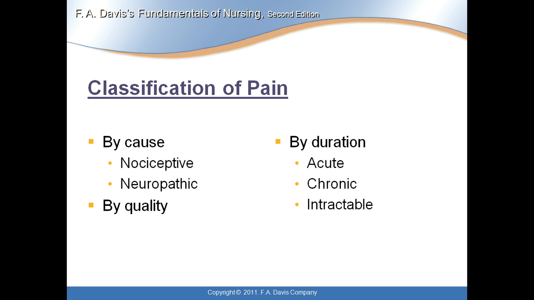With nociceptive pain, it's the most common type of pain, and the causes are usually thermal, chemical, or mechanical, and the two types of pain are usually visceral or somatic. There's neuropathic pain, which is injury to one or more nerves. Duration can be acute, which is 6 months or less, or chronic, which is 6 months or more. Intractable pain is usually chronic and highly resistant to pain relief.